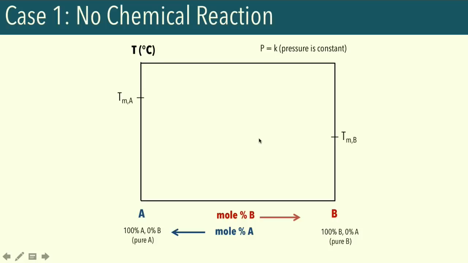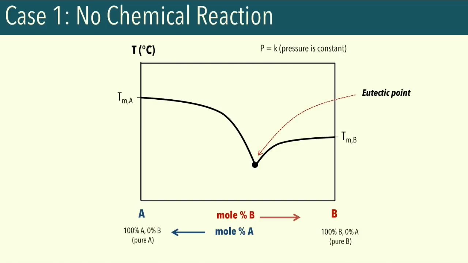So let's draw that curve over here. There we go, it's sloping downwards. The same thing can go for B. So we now have two curves that meet at a certain point here. This intersection is called the eutectic point. This point corresponds to the composition of the mixture that has the lowest melting temperature.